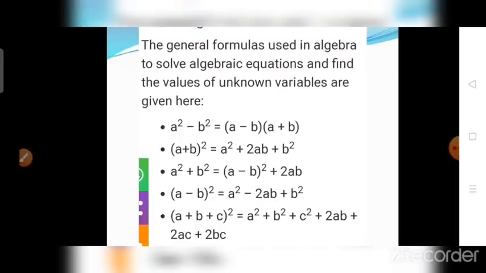The next one, the general formulas used in algebra to solve algebraic equations and find the values of unknown variables are given here. These are identities, very very important, all standard. a squared minus b squared is equal to (a minus b) into (a plus b). Do you understand? a squared minus b squared is equal to the term one with a plus, and the term one with a minus.